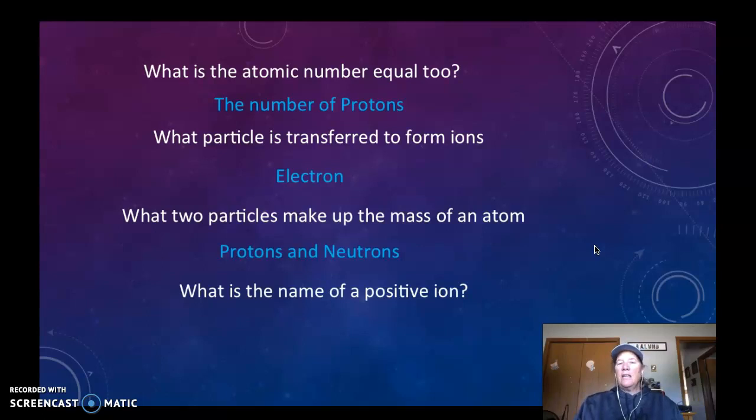Okay, and what's the name of a positive ion? Remember, you're positive, your cat is in trouble. Okay, positive ions would be your metals, because the metals give up their electrons and then they become positive.